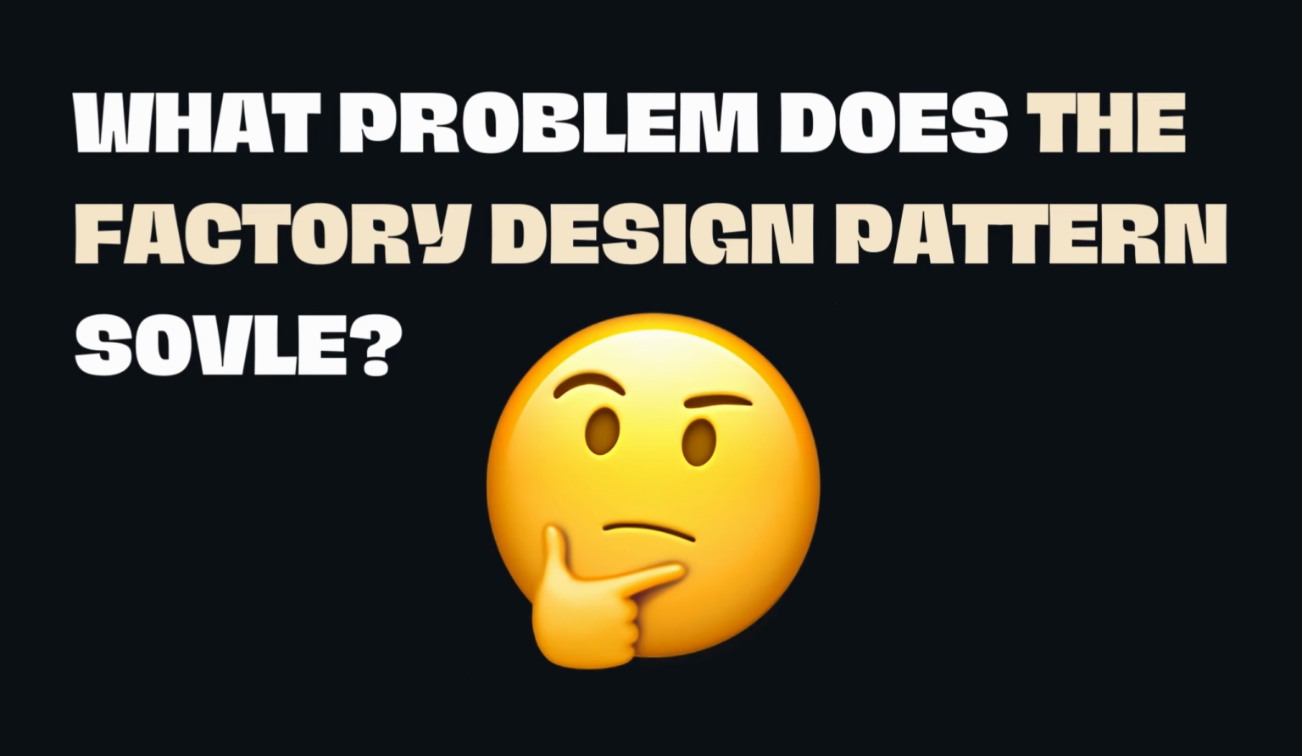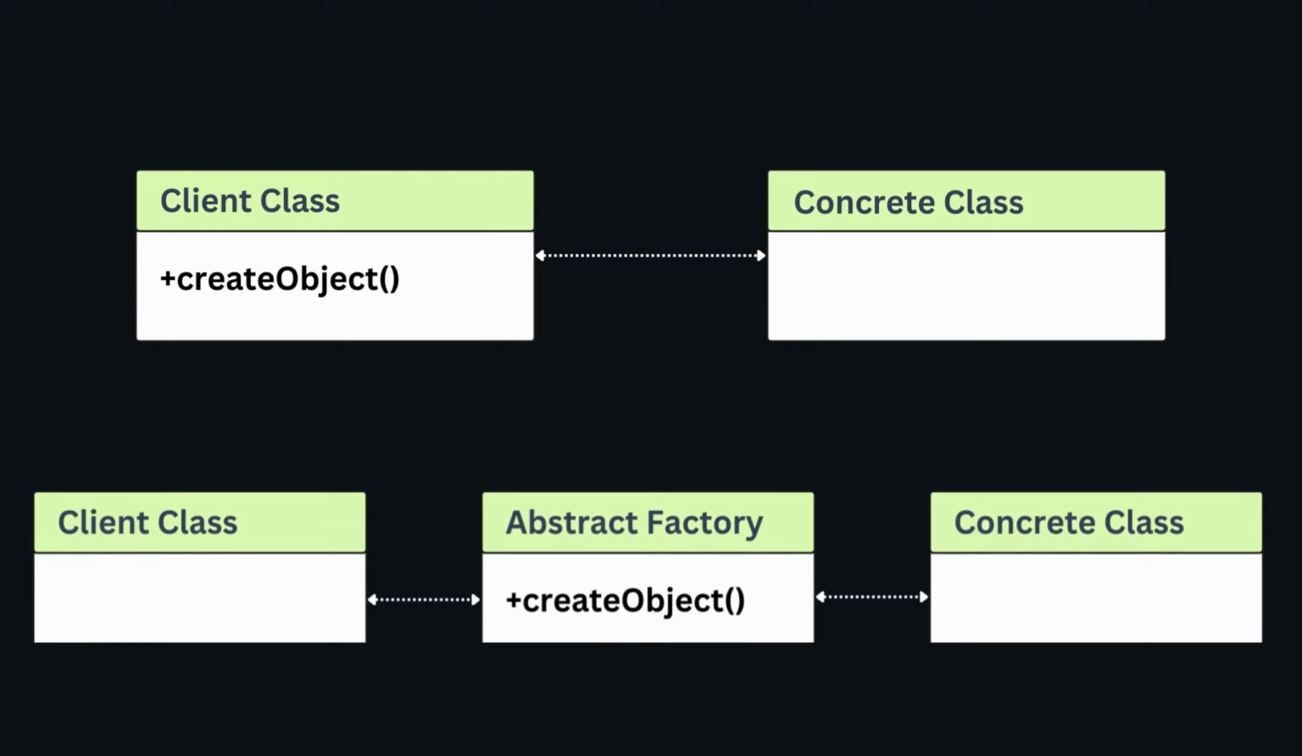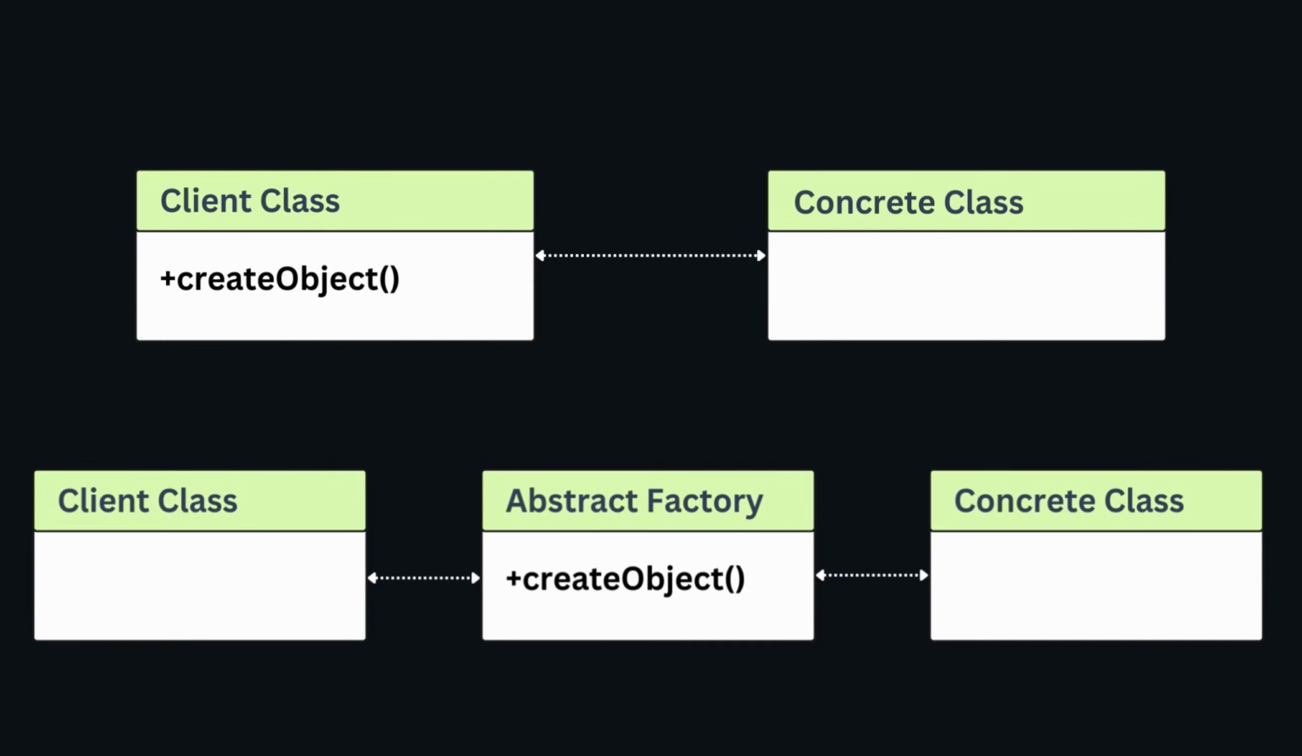When should you use the factory method? Decoupling object creation. To achieve this, the client code and the object creation process are separate entities. The client code does not directly create objects by knowing the concrete classes. Instead, it relies on abstractions such as the factory method to create objects.